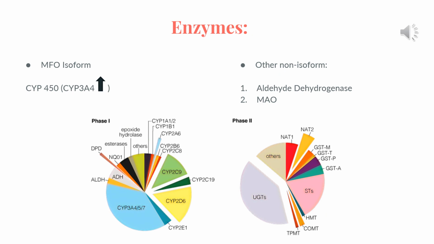As previously discussed, enzymes can either be classified into the MFO isoform, CYP450, mainly CYP3A4 in highest quantities, and other non-isoform enzymes like aldehyde dehydrogenases or monoamine oxidases. You can see below phase 1 and phase 2 descriptions showing that, as I've said, CYP3A4 is in highest percentage or highest frequency, and phase 2 reactions mainly are categorized by a big portion of UGT glucuronidation reactions.